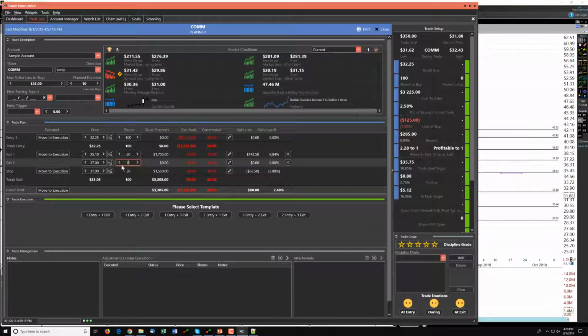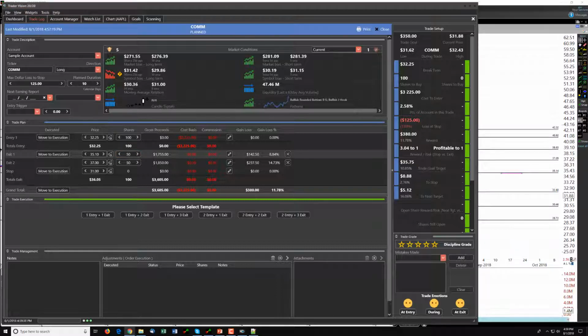And if we hold on to the other 50 shares up there to that second target, we would get a little over 3 to 1. To make our goal, we only need to make 35.75. So to make 350 bucks on 100 shares, I need to get to 35.75. Yeah, it's tough out there right now.